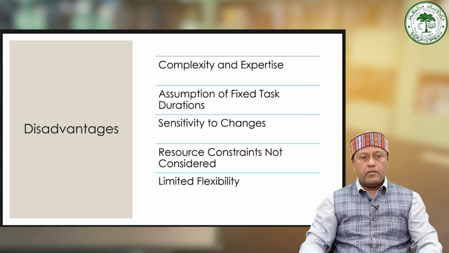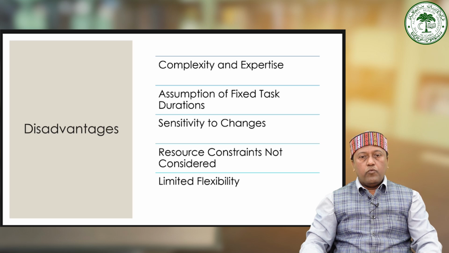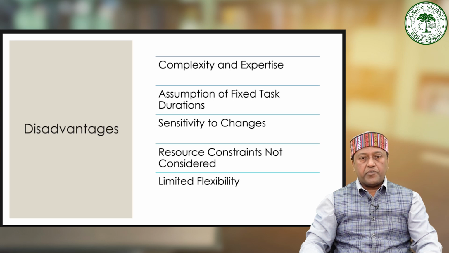Resource constraints. While CPM identifies critical activities, it does not consider resource constraints or availability. As a result, resource conflicts may arise, impacting the project schedule and completion time.